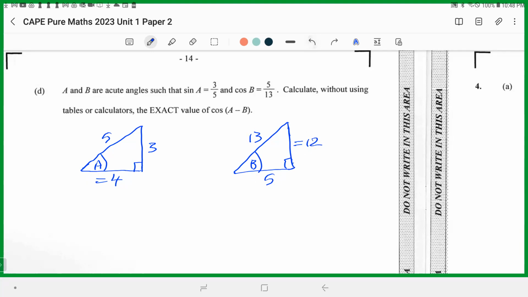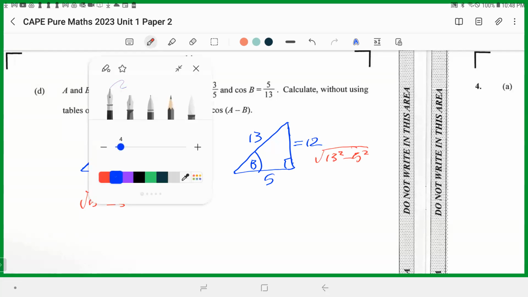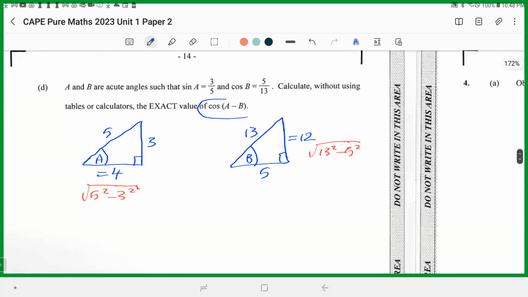If you want to show some work for here, you can do it. So for example, you can just write that this becomes the square root of 5 squared minus 3 squared. Pythagoras theorem, right? And this one over here becomes the square root of 13 squared minus 5 squared. That's what it is using Pythagoras theorem. So if you want to leave it on the paper for them to see where you get the 12 and 4, fine. What it means now is that we can work this out now.